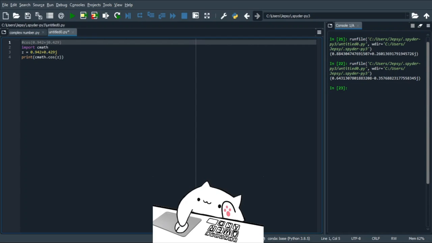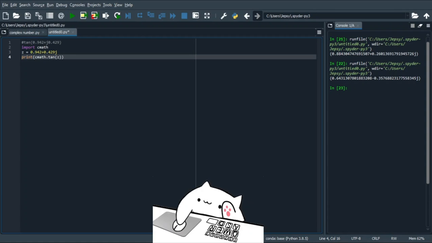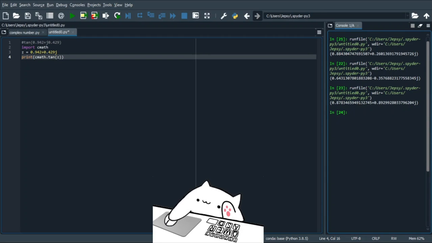Lastly is tan. And the inside of the tan is the same complex number, so we just change the print into tan. And F5, yeah, the answer here is 0.88 plus 0.89j.